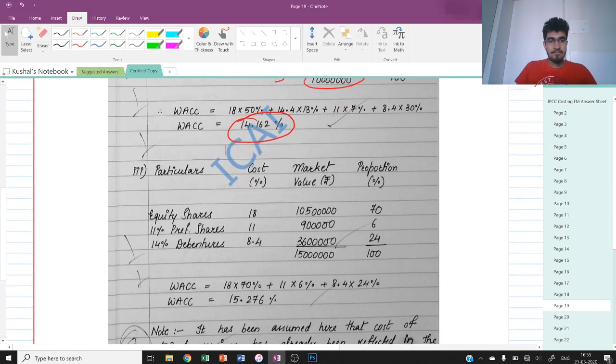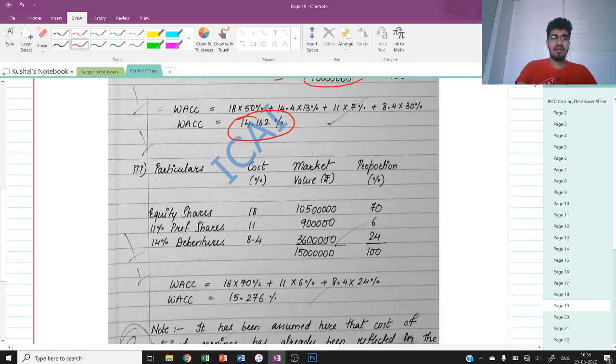Okay. Similarly, in subpart 3, you have to use market value as the weights. Once you use market value as the weights, you would get a different answer because the market value of equity is now different. Use these market value weights which are given in the question, and therefore you get the weighted average cost of capital as 15.276%.